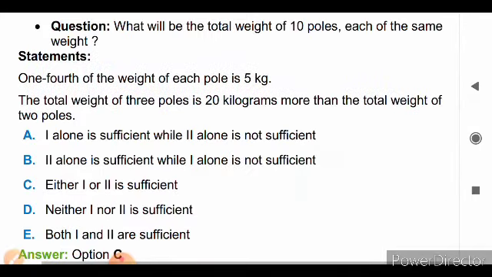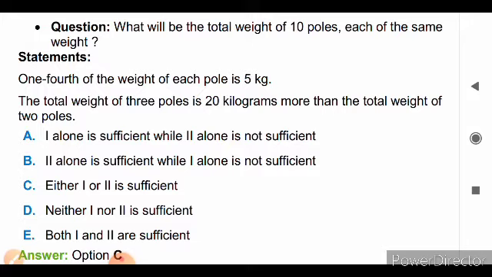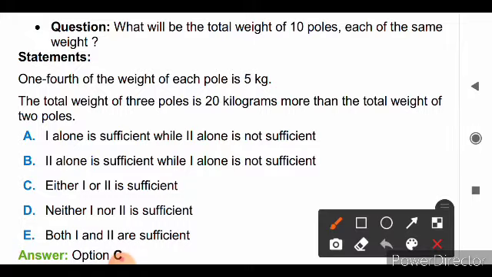Next question is, what will be the total weight of 10 poles each of the same weight? Statement 1 is 1/4 of the weight of each pole is 5 kilograms, and statement 2 is the total weight of 3 poles is 20 kilograms more than the total weight of 2 poles. So from statement 1 we conclude the weight of each pole, because statement 1 says 1/4 of the weight of each pole is 5 kg.